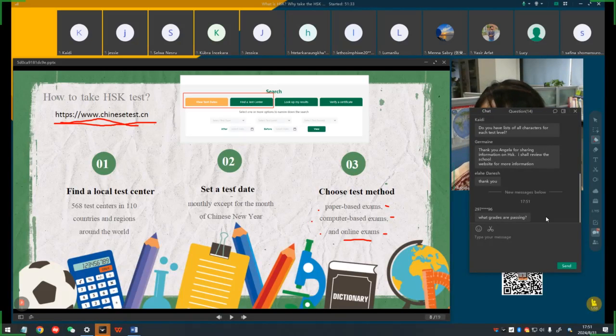What grades are passing? They don't give you a pass or fail for HSK 1 to 6. They just give you scores, but here in China, 60% of the total score we will consider as a pass.